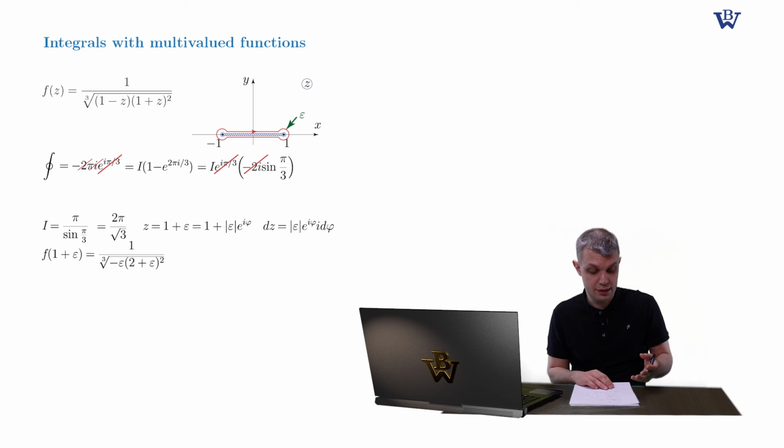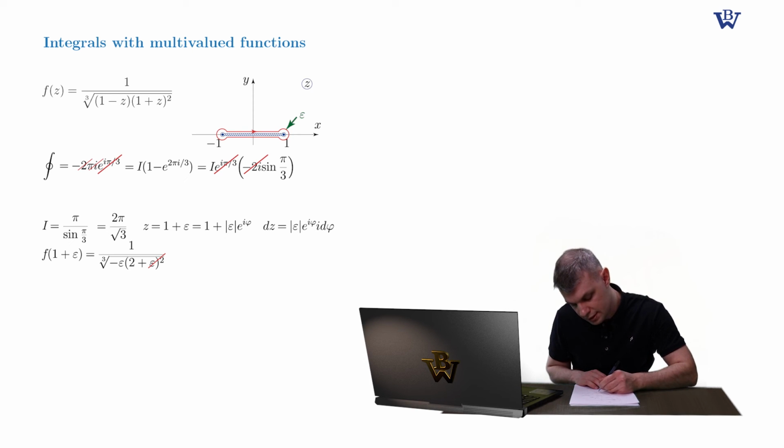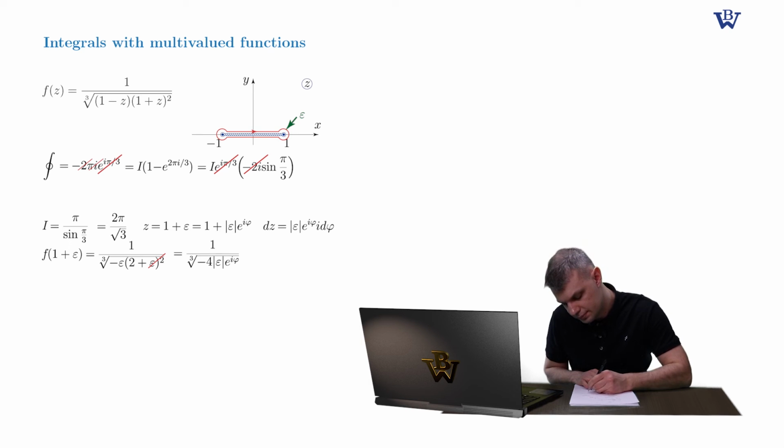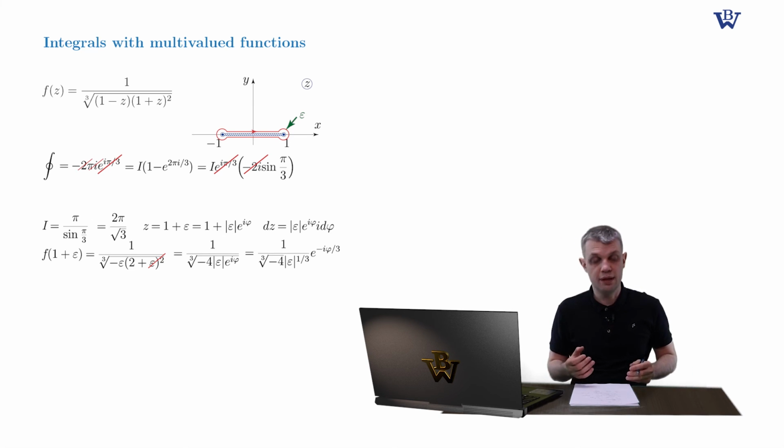But in the second bracket, we can discard epsilon as a small parameter. So in the end, we'll obtain 1 over the cubic root of negative 4 times modulus of epsilon times e to I phi. So what we get is the following expression. Let's collect all the pieces together and put them into our integral.